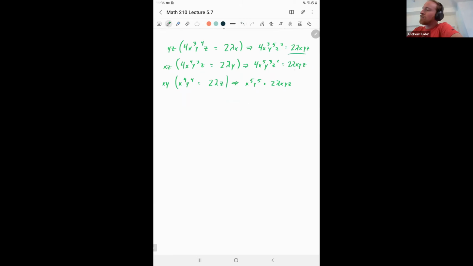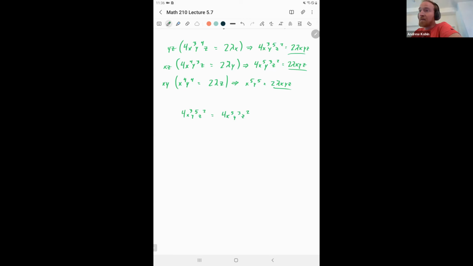So again, the right sides of the equations are now all equal. That was our objective a moment ago, and this gives us new information. In particular, let's take the first two equations and set the common factors equal to each other to see that 4x cubed y to the fifth z squared from the first equation has to be equal to 4x to the fifth y cubed z squared.